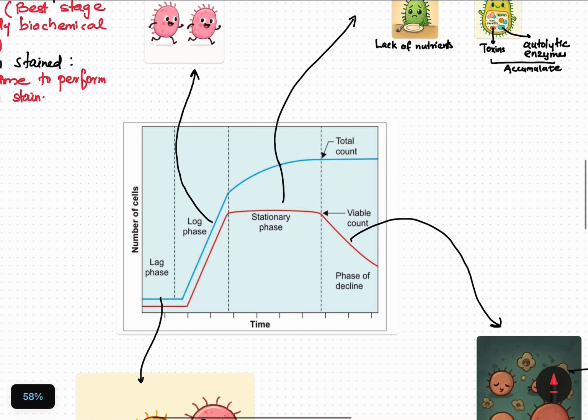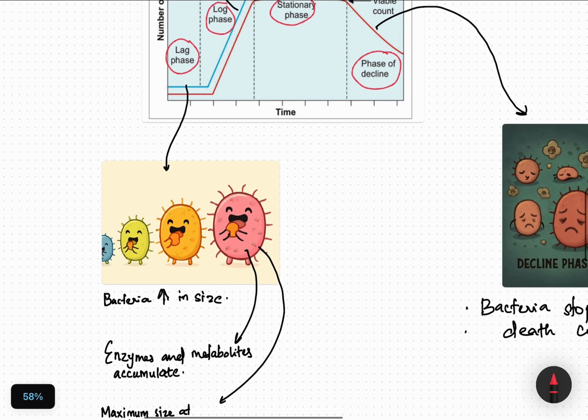When you do this, the bacterial growth curve will have a total of 4 phases. One is the lag phase, then the log phase, the stationary phase, and the phase of decline. Your graph has a red line and also a blue line. The blue line denotes your total count. Total count means the number of all bacteria, whatever is living and whatever is dead, all together. Whereas the viable count gives only the bacteria that are alive at that point in time. So let's see each phase one by one.